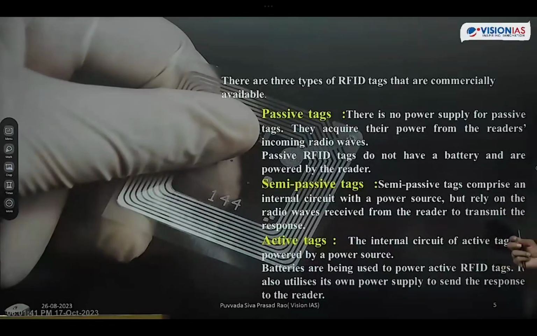But in case of active, the tag itself will have a battery source. Electrical source means it has its own battery, its own power supply. Active tags will be read by the reader with the help of the power supply source. That is the active tag.